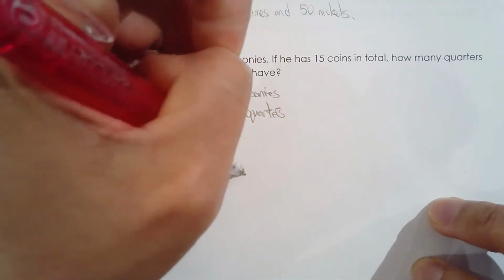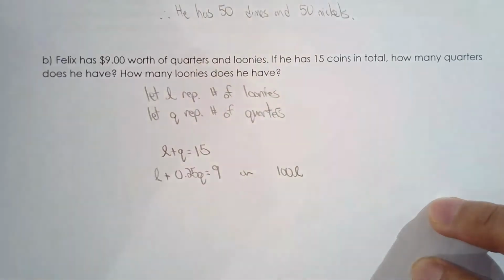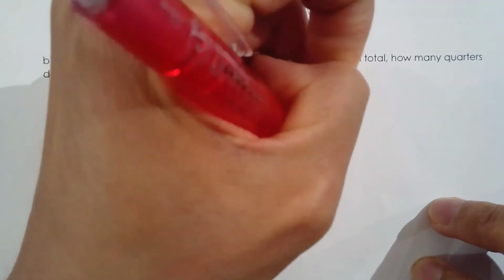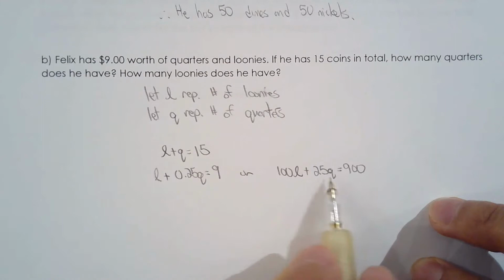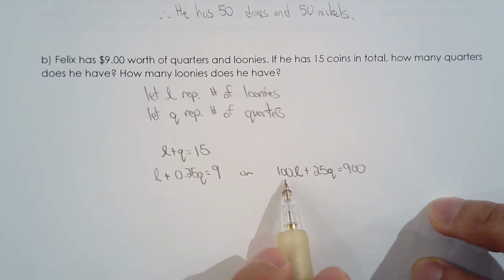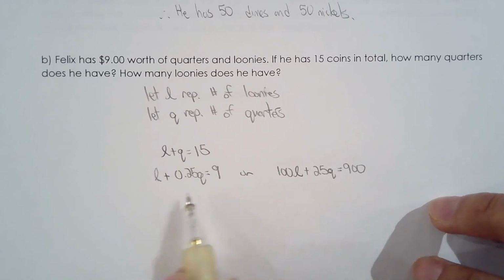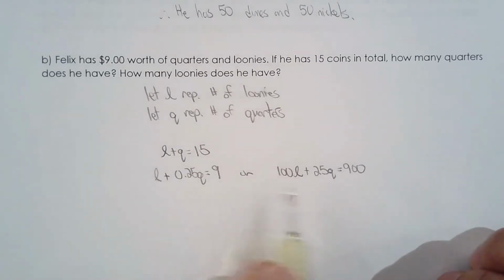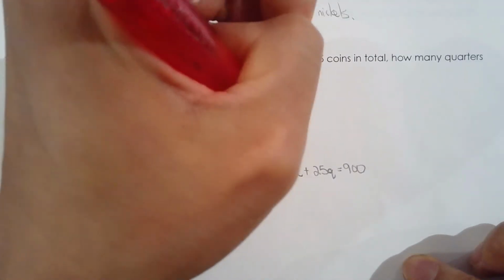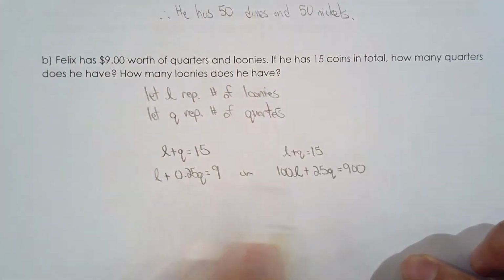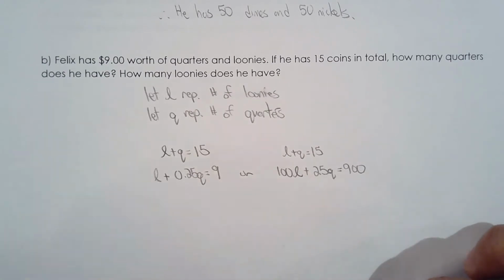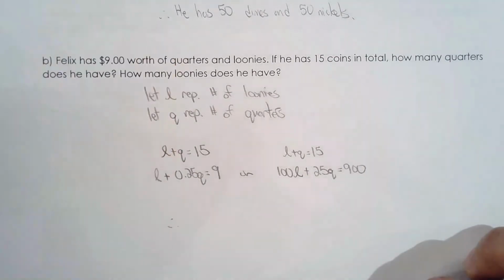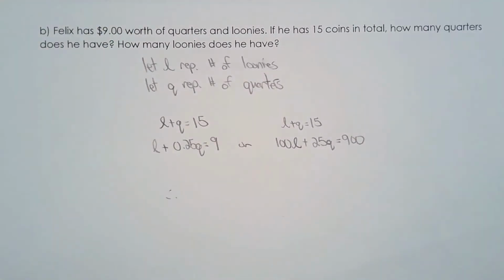Some students actually prefer to write an alternative of equation 2. You can do 100L plus 25Q equals 900. This is in cents now, because a quarter is 25 cents, a loonie is 100 cents, and $9 is 900 cents. So it's up to you which equation you build, but these are equivalent linear equations, which means these are equivalent linear systems. Yes, the second equation does look different, but the solution to both systems will be the same. So just like before, I'm going to solve it very quickly. Let's see.